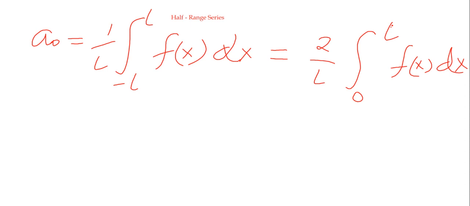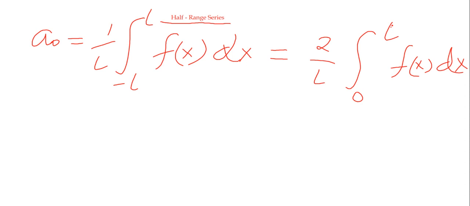Now, one thing we said is that whenever we are integrating to find the value of the coefficients a naught, a n, and b n, we integrate over one period. We integrate over one period from minus L to positive L, or sometimes from 0 to 2L, depending on how the function is defined. Well, now today, I wanted to talk about the case where the function is not defined over the entire range, but it is defined over a half range.